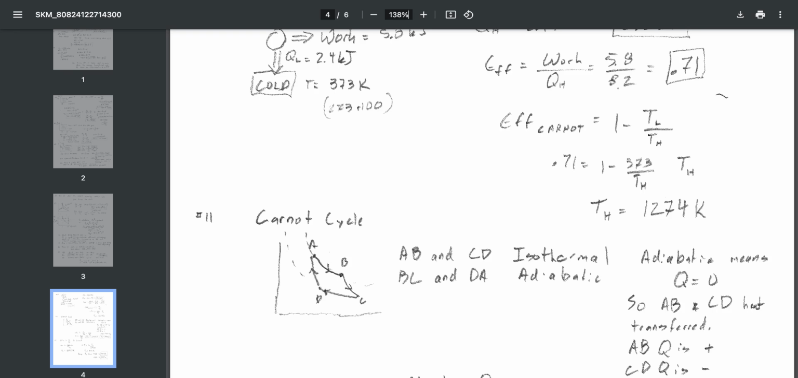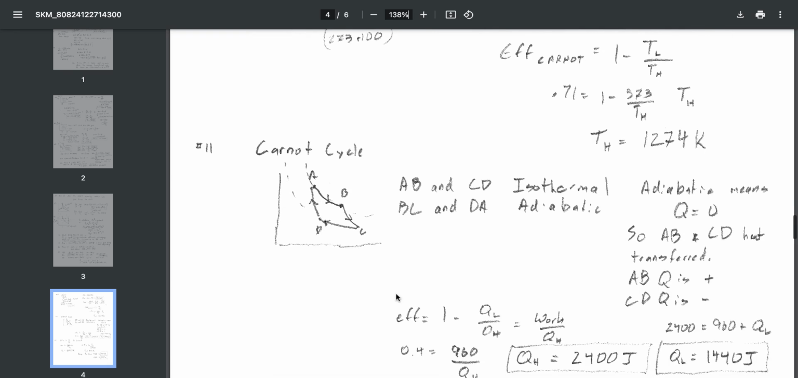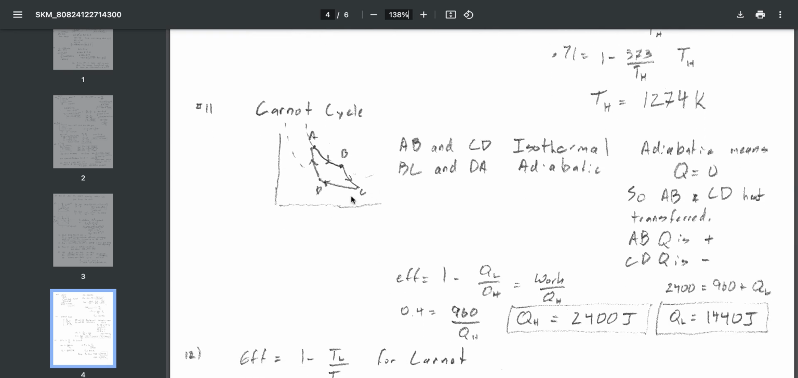Identify the part of the cycle in which energy is transferred to the gas. So remember, there's no heat in the adiabats, so BC and AB are out. So we are dumping energy in on AB, and we're pulling the energy out on BC. Oh, sorry, CD. I said that wrong. So AB Q is positive, dumping heat into the system. CD Q is negative, pulling heat out of the system.